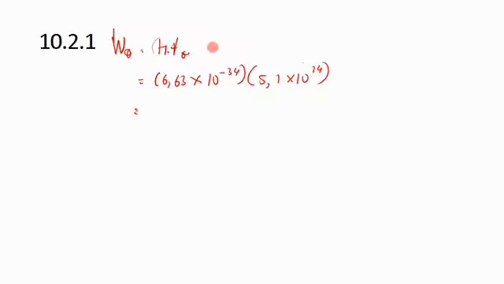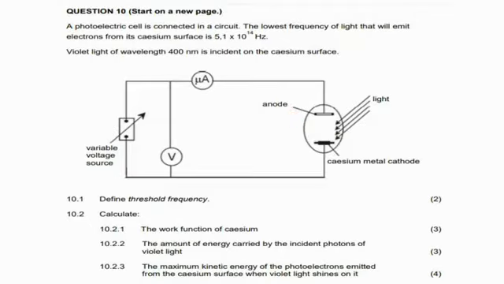Then obviously for a 3-mark question, we know that it's a formula, substitution into the formula, and then the correct answer. So we have 3.38 times 10 to the exponent of negative 19 joules, right? And just like that, you have your 3 marks. Easy peasy. Then 10.2.2 says, calculate the amount of energy carried by the incident photons of violet light.